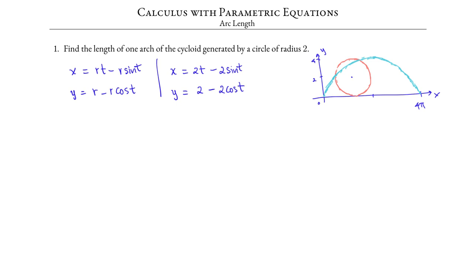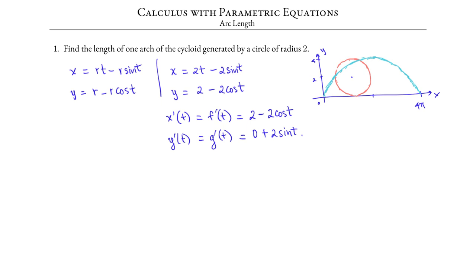Using the arc length formula for parametric equations, we would need x prime of t, which is f prime of t. The derivative of 2t minus 2 sine t is 2 minus 2 cosine t. We would also need y prime of t, which is g prime of t. The derivative of 2 minus 2 cosine t is 0 plus 2 sine t.